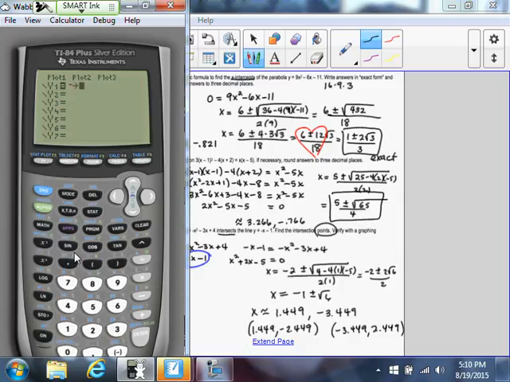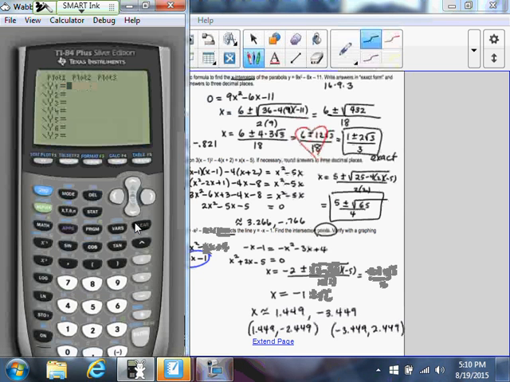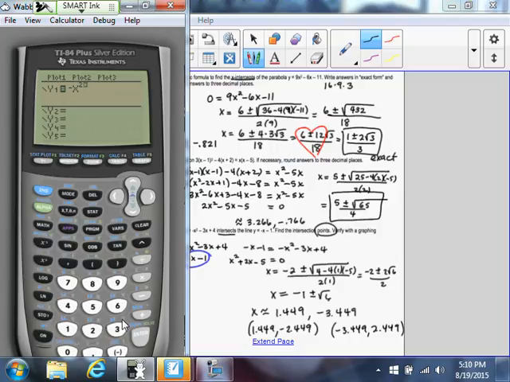So the first one was negative x squared minus 3x and then plus 4. And then the other one is negative x and then minus 1.